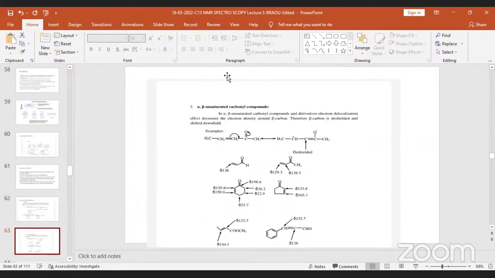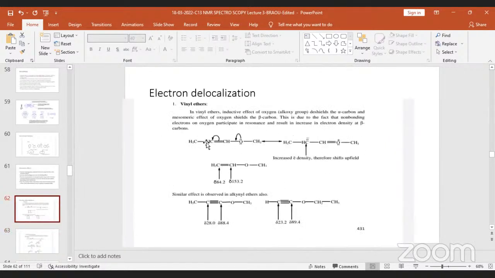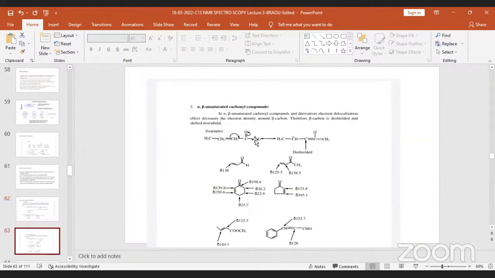Now, another type of compounds, alpha beta unsaturated carbonyl compounds, where delocalization can take place, but here in the opposite direction. In the earlier case, it is increasing the electron density at the beta carbon, whereas here it is decreasing the electron density at the beta carbon, alpha and beta. So beta carbon electron density is decreased. See. So this is de-shielded. So this carbon is de-shielded.